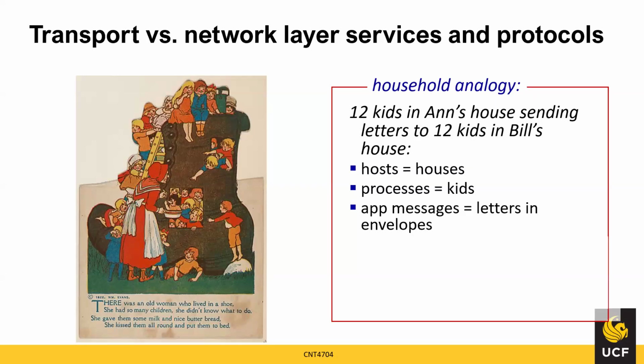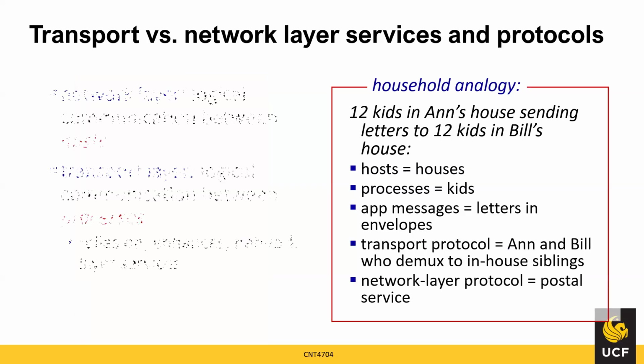The network layer will send the envelope to the specific house, but the transport layer says, hey, this specific letter is intended for the specific kid, so it knows how to deliver it specifically to that kid. That is the idea, and it is what we're going to discuss today, what this lecture is mostly focused on.